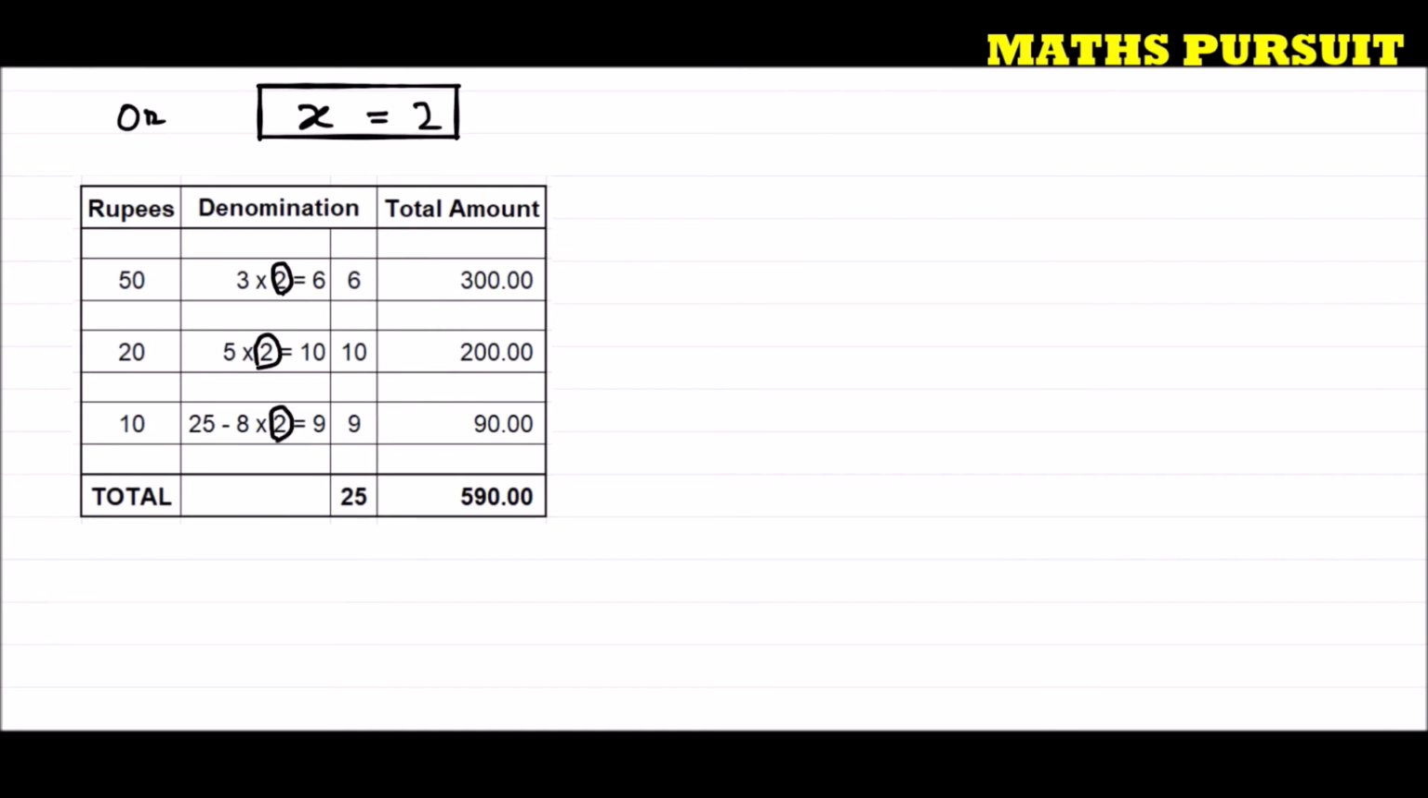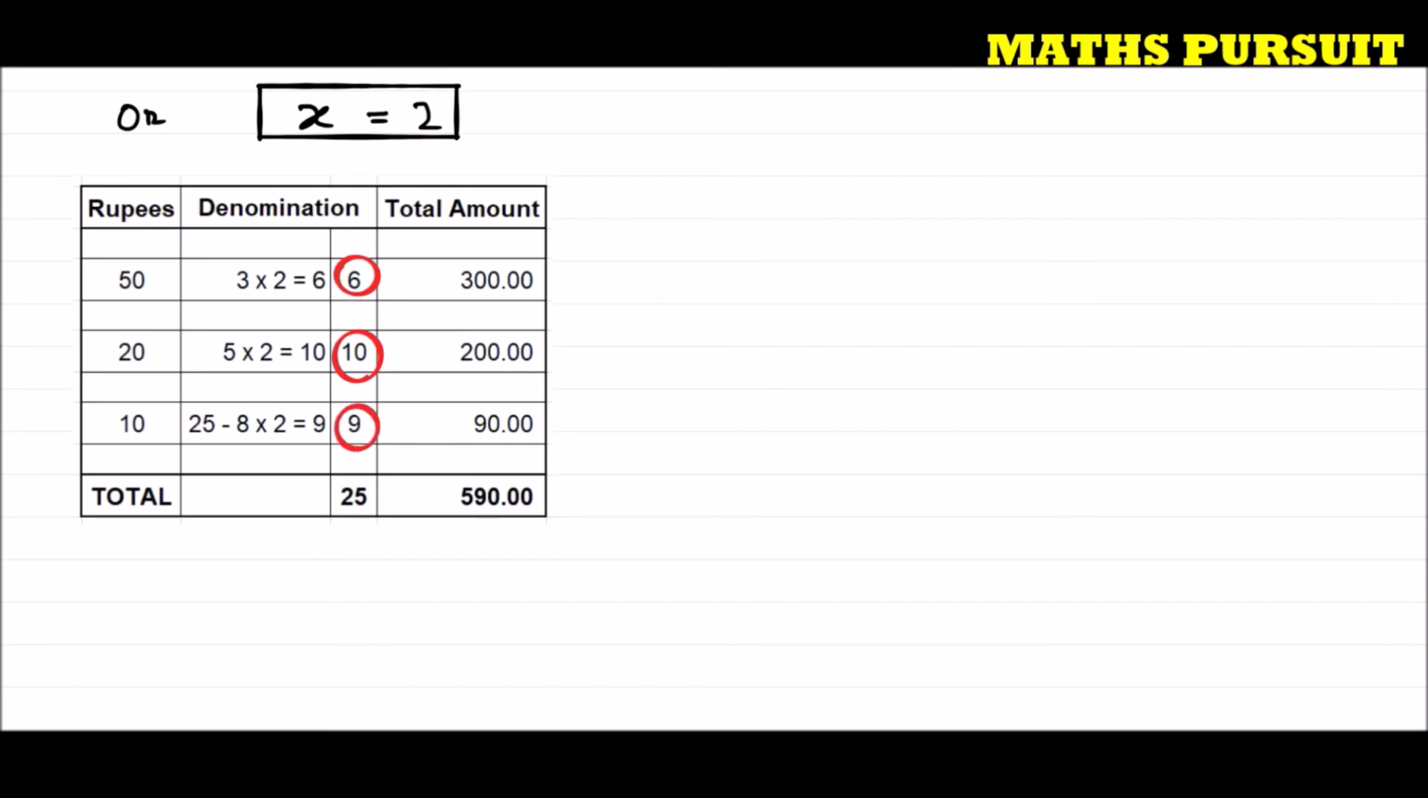So initially we got 3x, that means 3 into 2, that is equal to 6. And then we got 5x, so 5 into 2, that is equal to 10. Then we got 25 minus 8x, so that means 25 minus 8 into 2, which is equal to 9. So the denominations that we can now see are: there are 6 numbers of 50 rupees, 10 numbers of 20 rupees, and 9 numbers of 10 rupees.